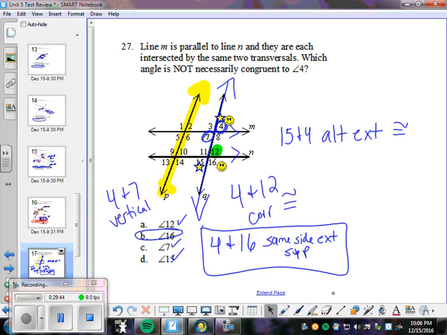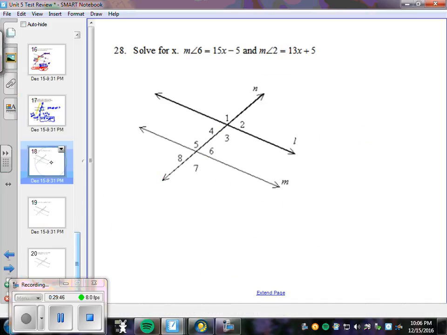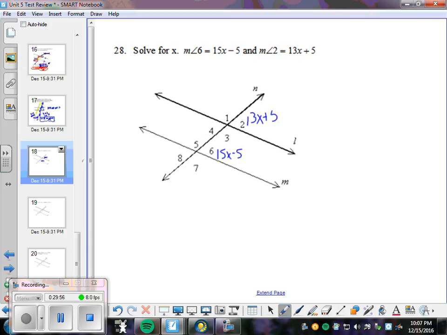All right, 28. So I gave you here 6 is 15x minus 5. 2 is 13x plus 5. Now you've got to know the relationship between 6 and 2. They are corresponding. So they're congruent. So we're going to set these equal and solve for x.